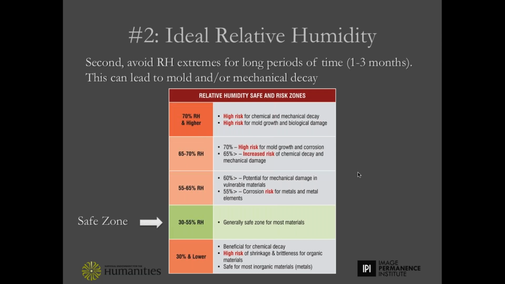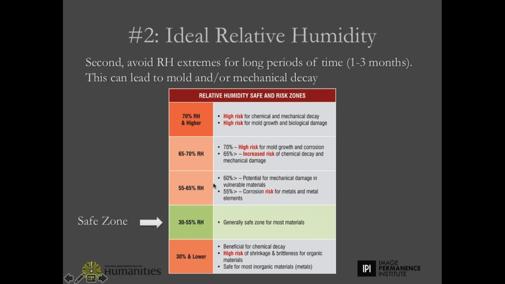That sweet spot, or the safe zone for relative humidity, is between 30% and 55% RH. The relative humidity can fluctuate within this safe zone. Again, you can allow your storage space to be cooler and drier in the winter, and warmer and more humid in the summer, just so long as you avoid the extremes for long periods of time, these extremes of below 30% or above 55%.